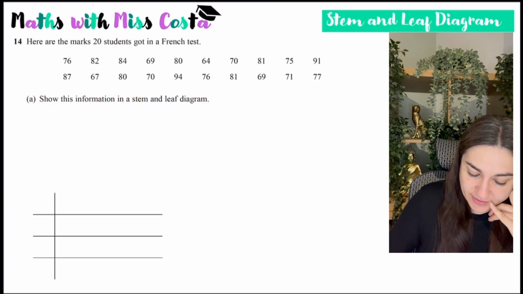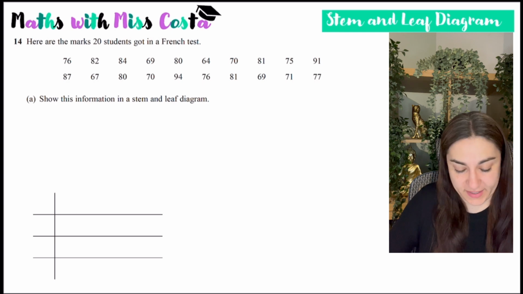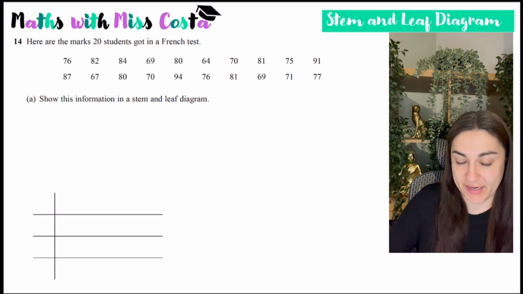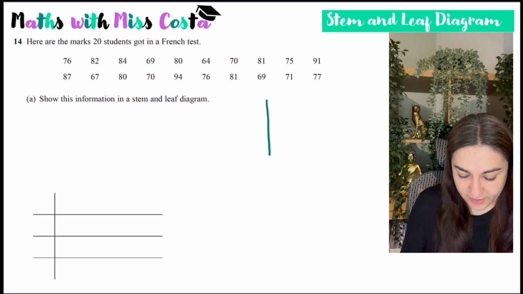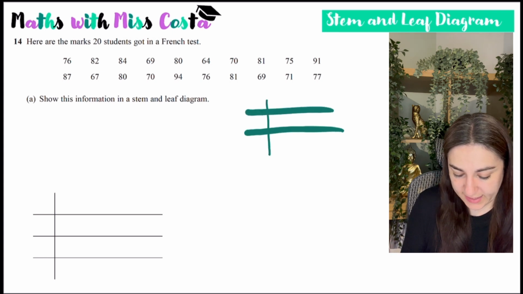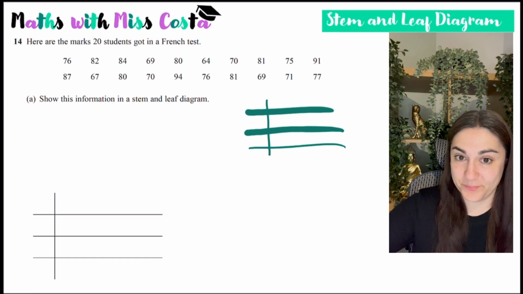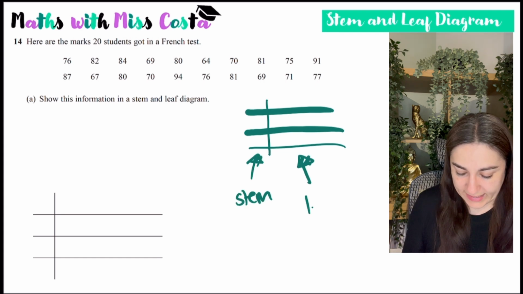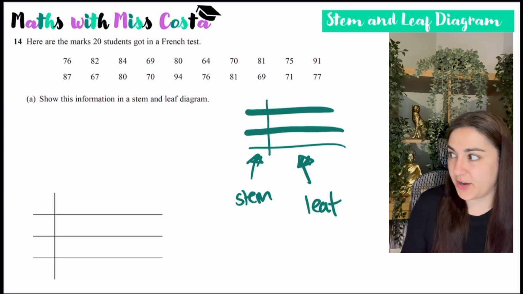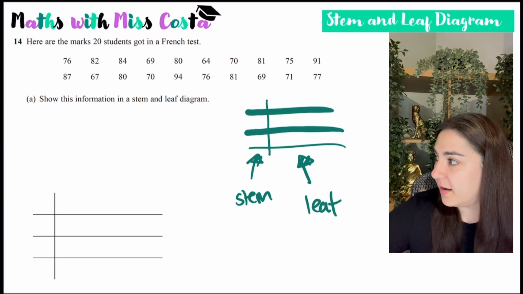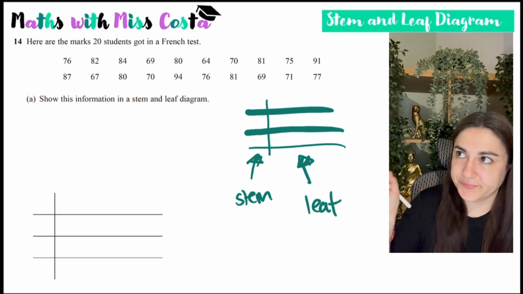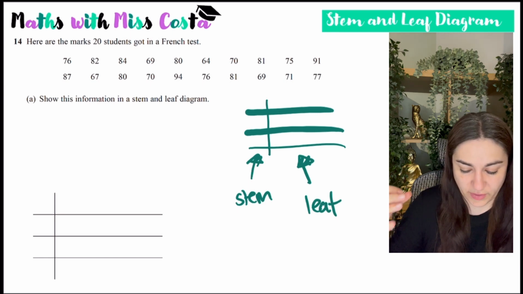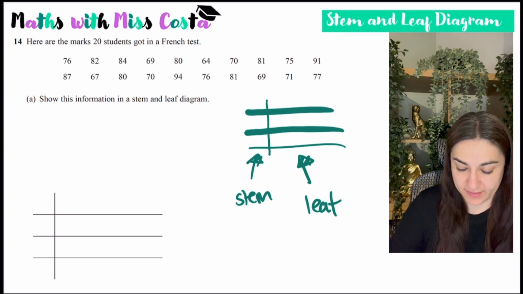Okay, stem and leaf diagrams. So you have been given the marks of 20 students, and you need to show this in a stem and leaf diagram. Now, the way a stem and leaf diagram works is here you've got your stem, and here you have your leaf. So the stem is generally the key part of your diagram. You're trying to order your data into something that makes sense.